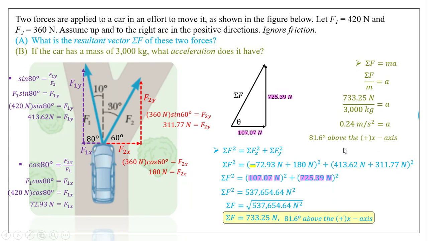So the proper answer for the whole entire thing would be 0.24 meters per second squared, 81.6 degrees above the positive x-axis. So the car is going to veer to the right and up because the force to the right and up is larger.